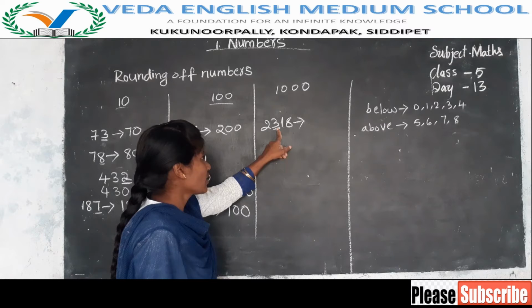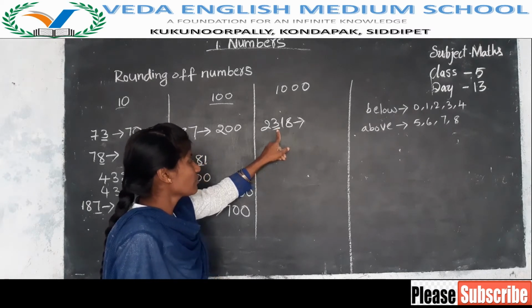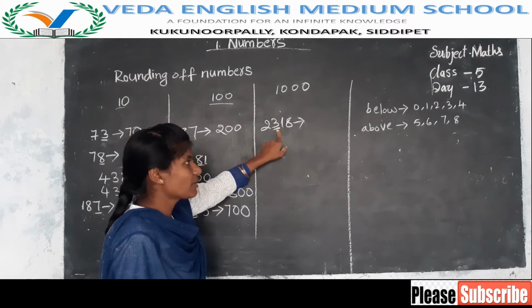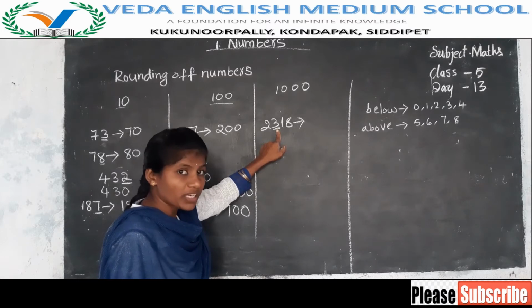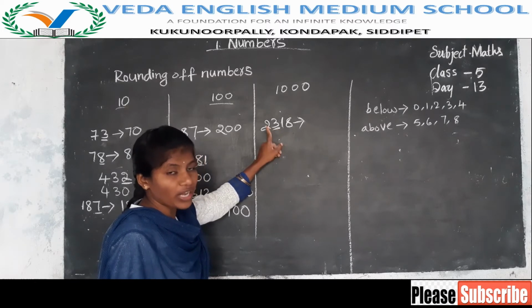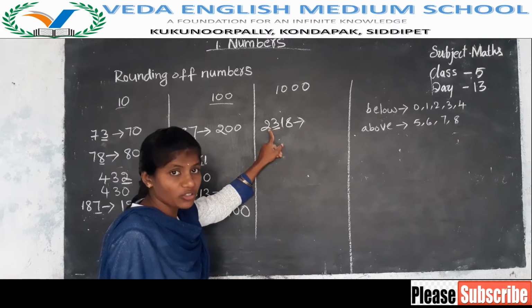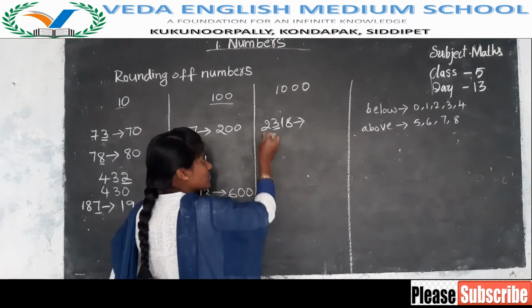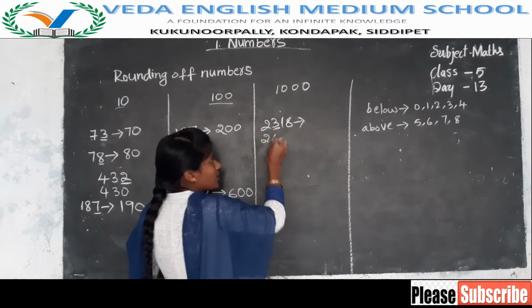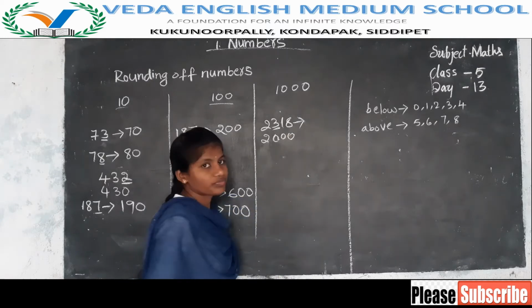You have to check the place value of 3. Here we have 3. Is 3 above 5 number or below 5 number? Below number. If the number is below 5, what do you have to do? Do you have to increase the next number? No, there is no need to increase. You have to write the next number as it is and the remaining places are zeros.